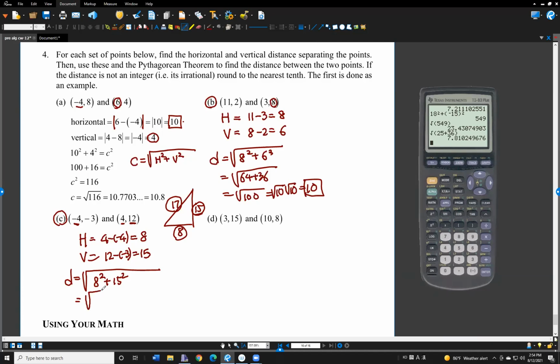Yeah, this also you can calculate. 8 squared is 64. 15 squared is what? 225. Total is 289, right? 289 is 17 squared. So 17 is the answer.